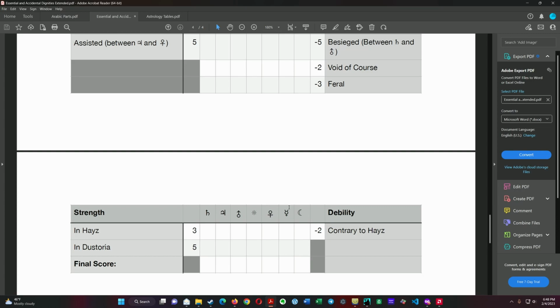So Saturn, for instance, has to be on the same hemisphere as the sun, and it has to be in a masculine sign. If that's the case, then it's in haze. Again, with Mercury, it depends.